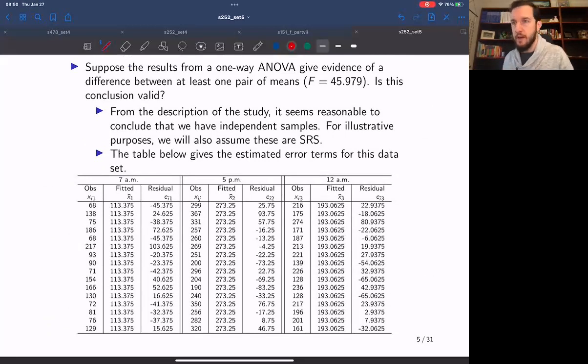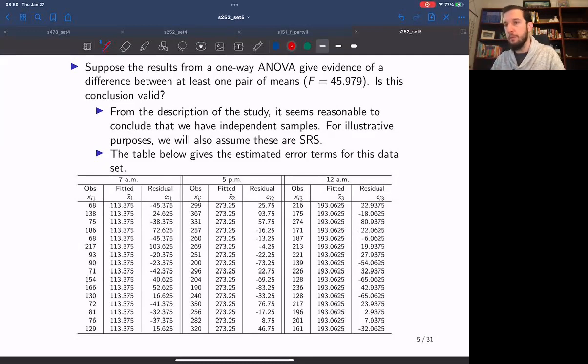Is the conclusion valid? Whenever we ask about validity, we're talking about the assumptions of the procedure holding. So are we finding evidence given that those assumptions are intact? Let's suppose that we have independent samples and they are simple random samples for illustrative purposes. We're going to focus on the normality assumption and the constant variance assumption.